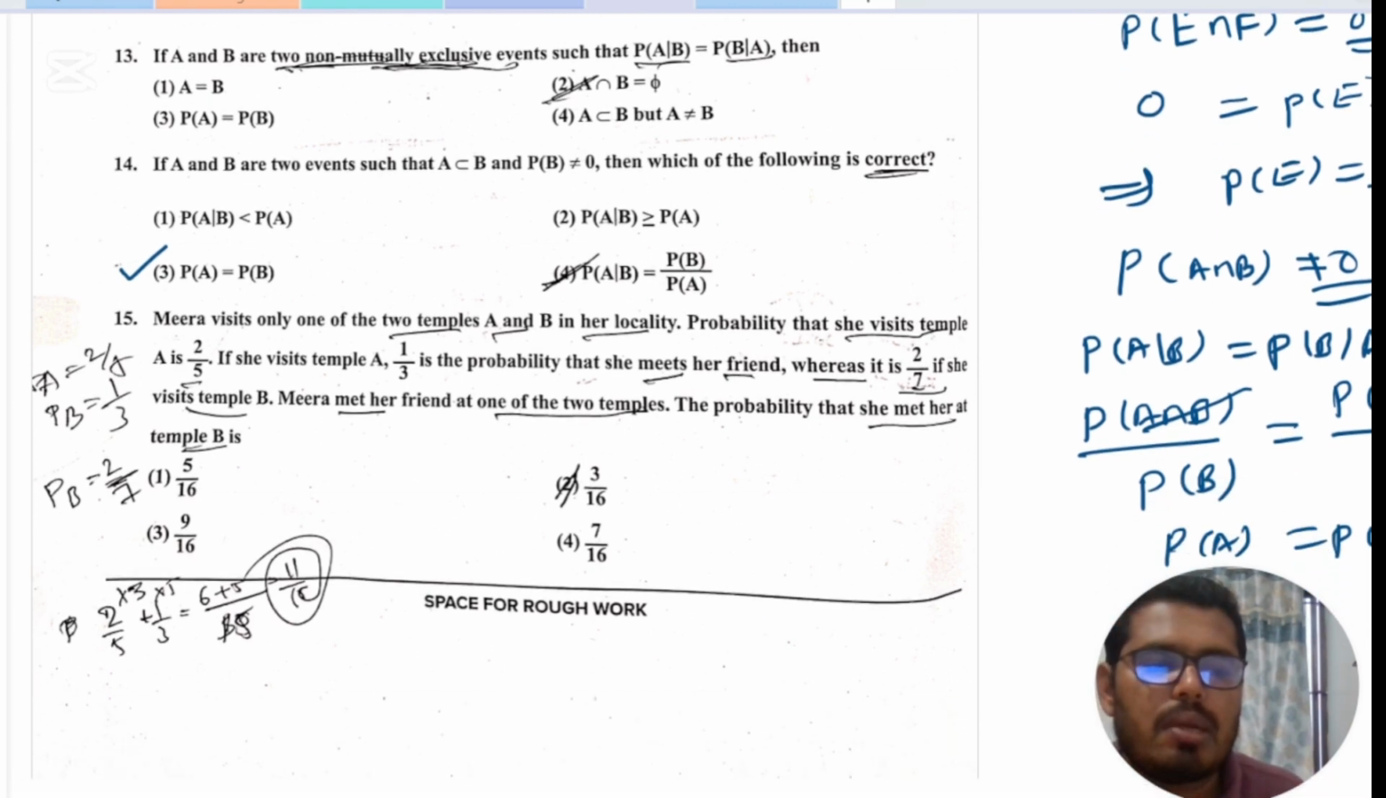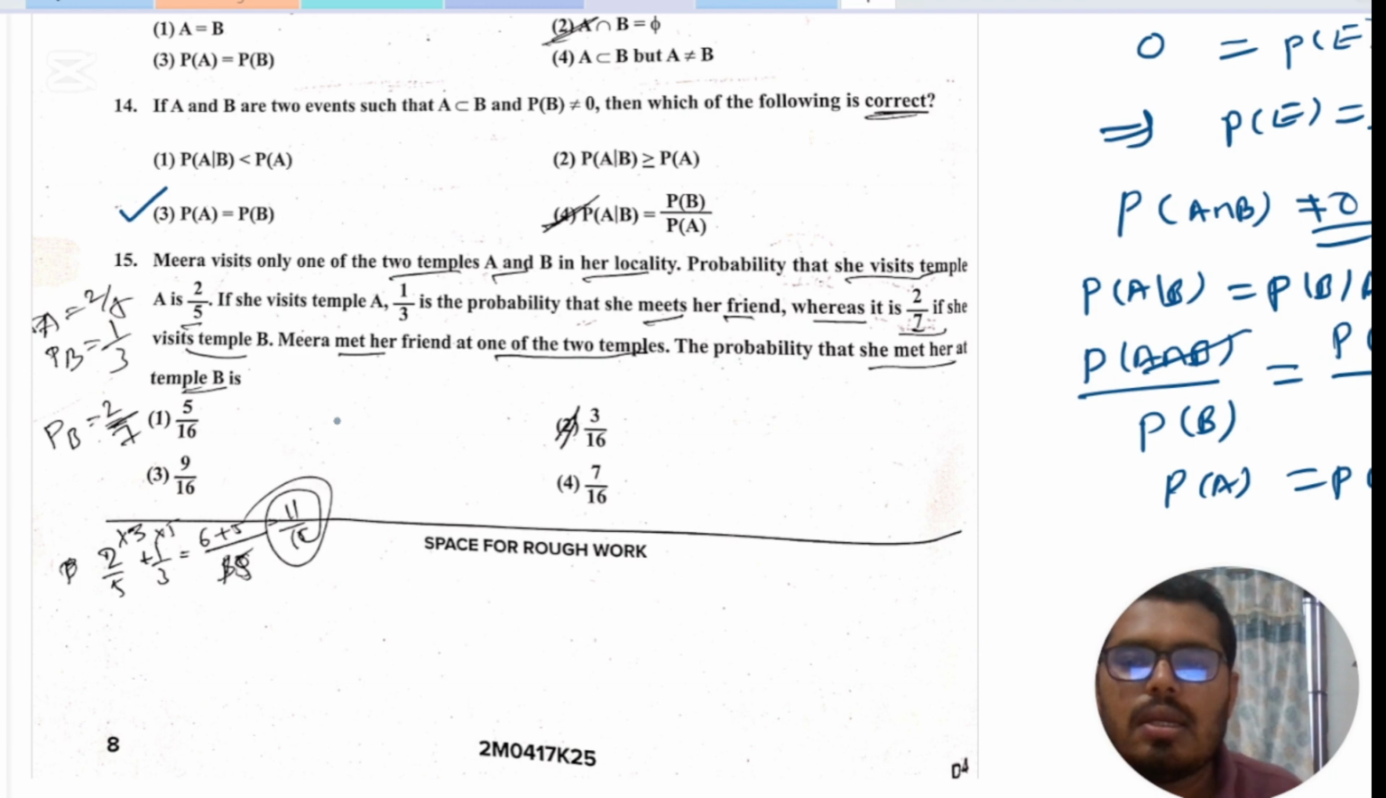Next we go to the next question. Meera visits only one of the two temples A and B in her locality. The probability that she visits temple A is 2 by 5. If she visits temple A, 1 by 3 is the probability that she meets her friend, whereas it is 2 by 7 if she visits temple B. Meera met her friend at one of the two temples, then the probability that she met her at temple B is?